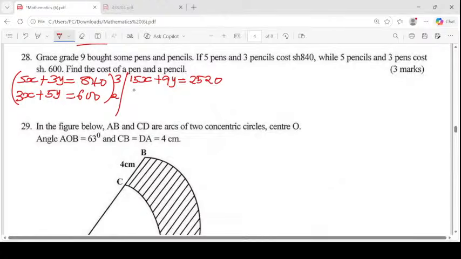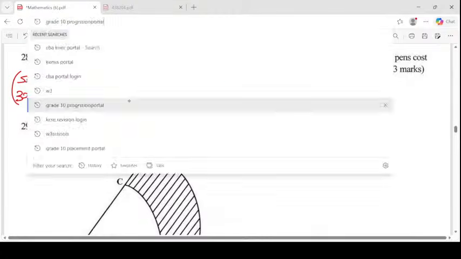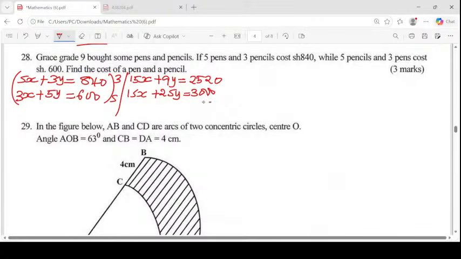Then we have this, the lower one, so I should multiply by 5, not by 2. This one I should multiply by 5. 5 times this is 15x plus 25y is equal to 3000. Let us subtract. 15x minus 15x, they vanish. 9 minus 25, that is negative 16y is equal to 2520 less 3000, that is negative 480.